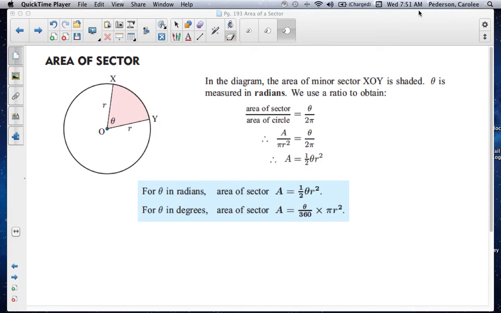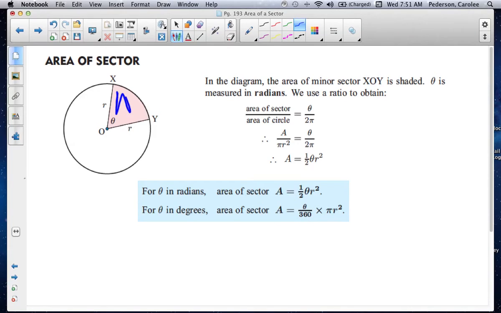This video is on the area of a sector and more continuation of arc length. What we're going to find is the area of this sector where we have an angle theta and a radius r. And remember, this piece is called my arc length.